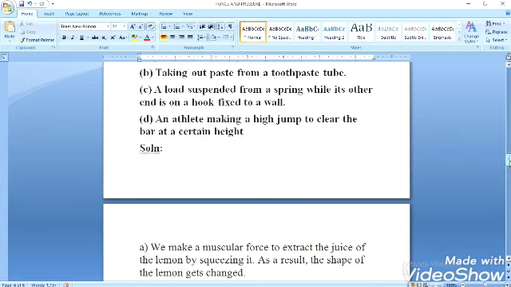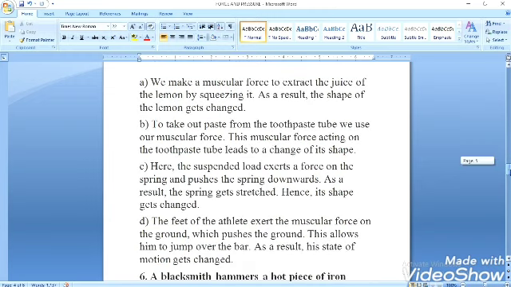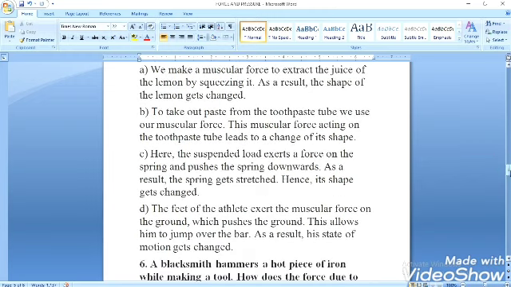An athlete making a high jump to clear the bar at a certain height. We know that the feet of the athlete exert the muscular force on the ground, which pushes the ground. This allows him to jump over the bar. As a result, his rate of motion gets changed. Okay, I hope all understand.